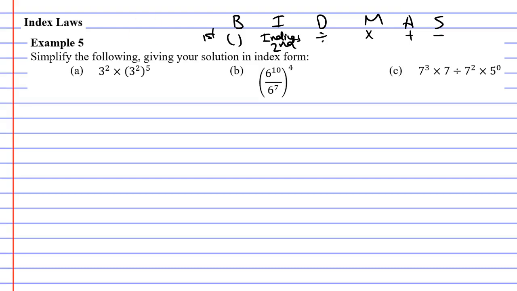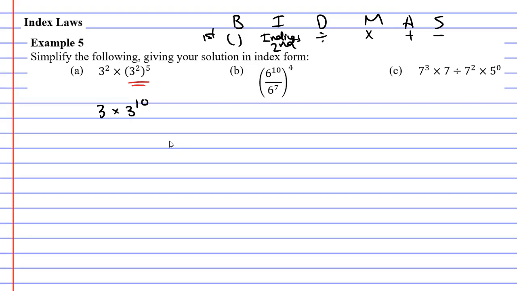So when we do question A, we're actually going to start on the right hand side where we have a power to another power. We're doing this because we should concentrate on our indices before we do our multiplication. What do we get here? Well, when this happens we multiply the powers. We're going to have 3 to the power of 10 since 2 times 5 is 10.